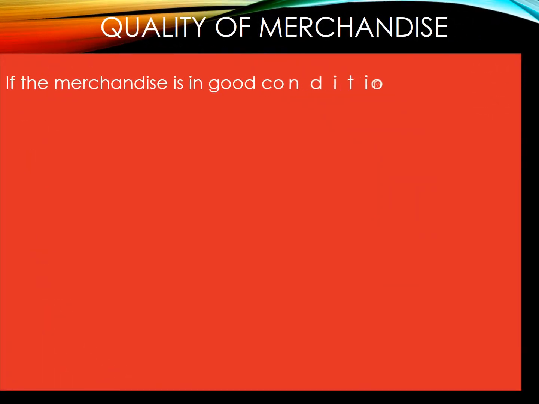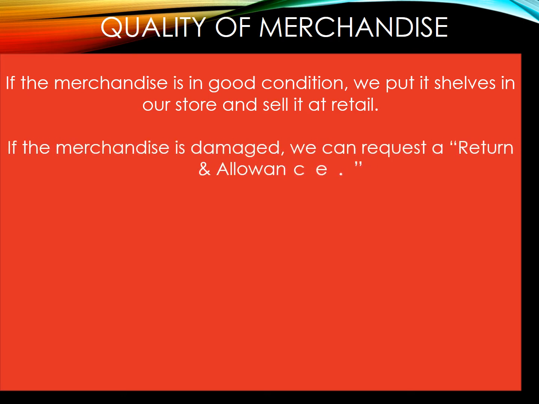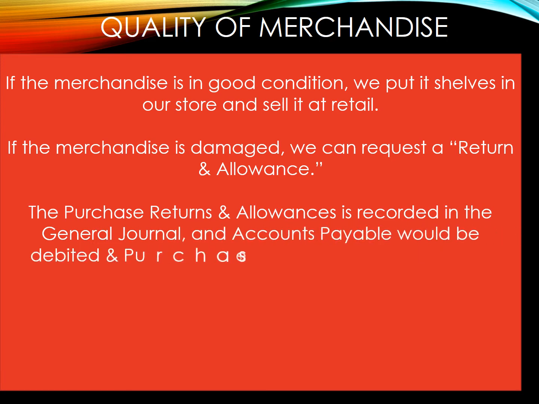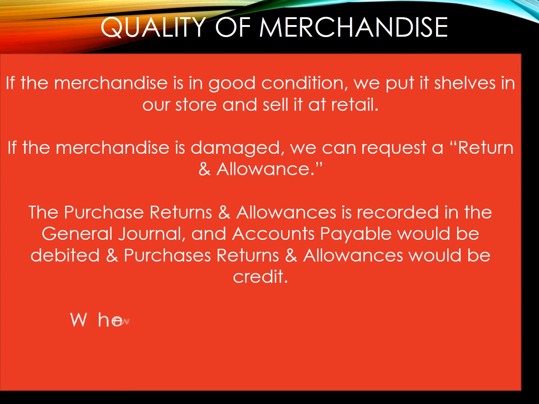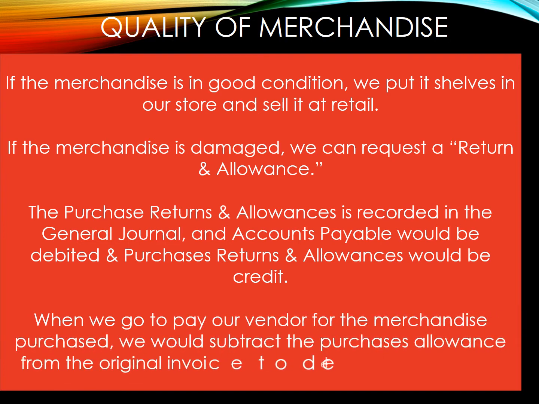The quality of merchandise: if the merchandise is in good condition, we put it on the shelves in our store and sell it at retail. If the merchandise is damaged, we can request a return and allowance. The purchase returns and allowances is recorded in the general journal, and accounts payable will be debited, and purchases returns and allowances would be credited. When we go to pay our vendor for the merchandise purchased, we would subtract the purchase allowance from the original invoice to determine the amount due.